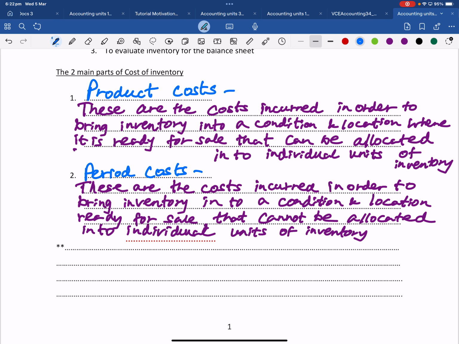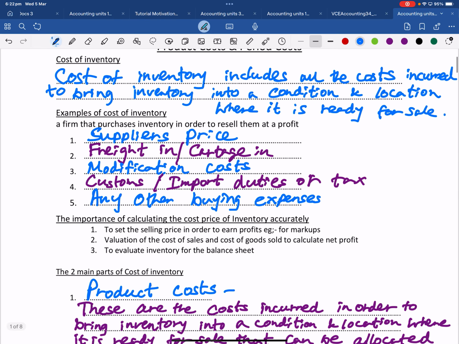Should I give you the examples for product and period costing? Didn't you already give it? No. Like freight ins, freight outs, like the period. They are just all of them.